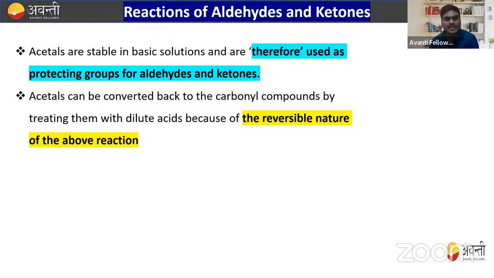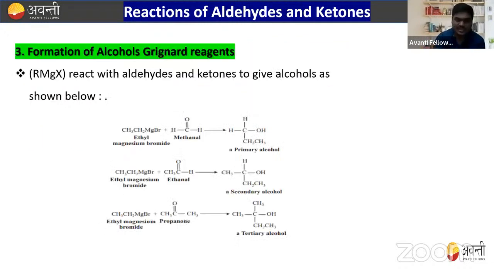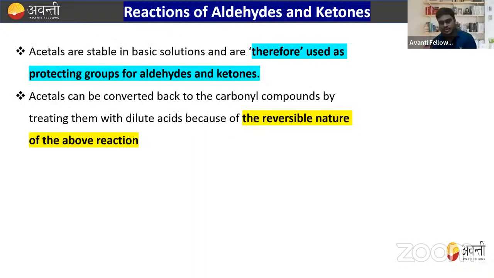Now, acetals are stable in basic solution and are therefore used as a protecting group for aldehydes and ketones. Acetals can be converted back to the carbonyl compound by treating them with dilute acid, because of the reversible nature of the above reaction. So this is what it is all about.